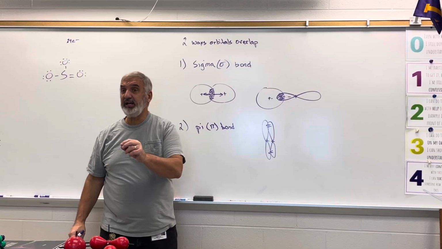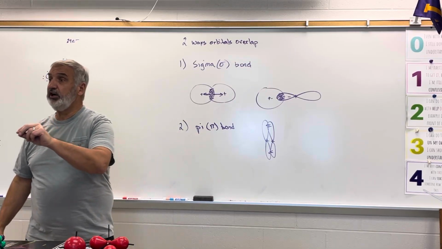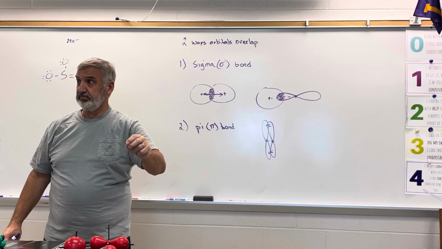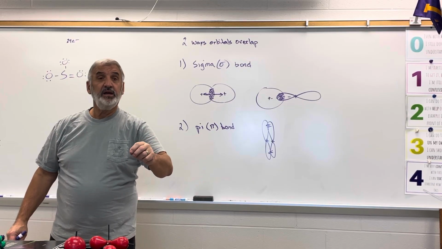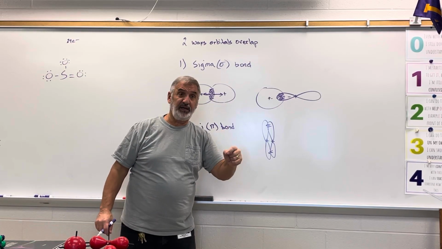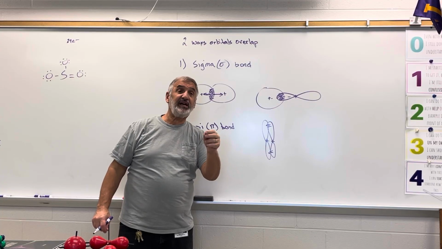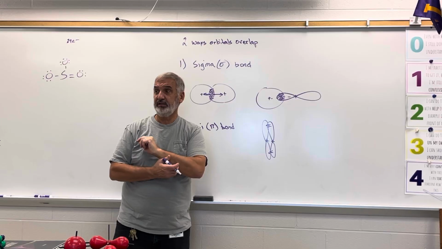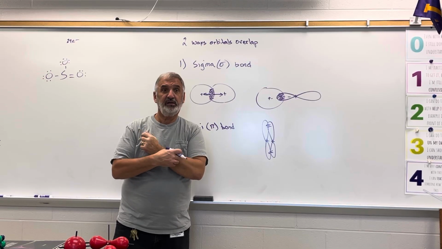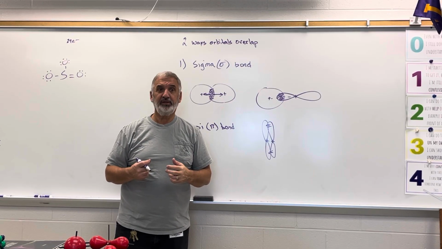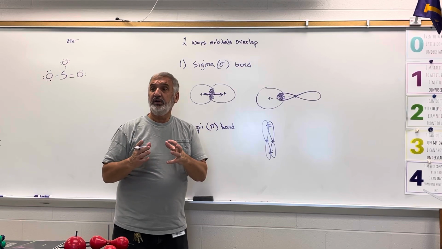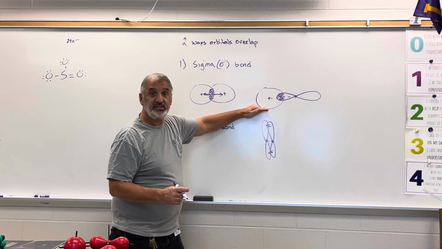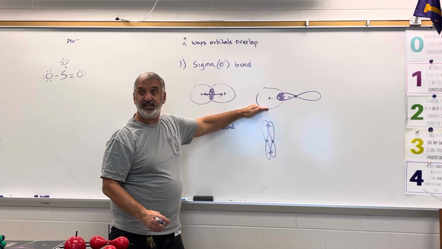But the second bond of a double bond and the second and third bonds of a triple bond are always pi bonds. Wait, can you say that again? The second bond of a double bond and the second and third bonds of a triple bond are always pi bonds. Okay? So, multiple bonds are always going to be pi bonds. Single bonds are always going to be sigma type bonds.